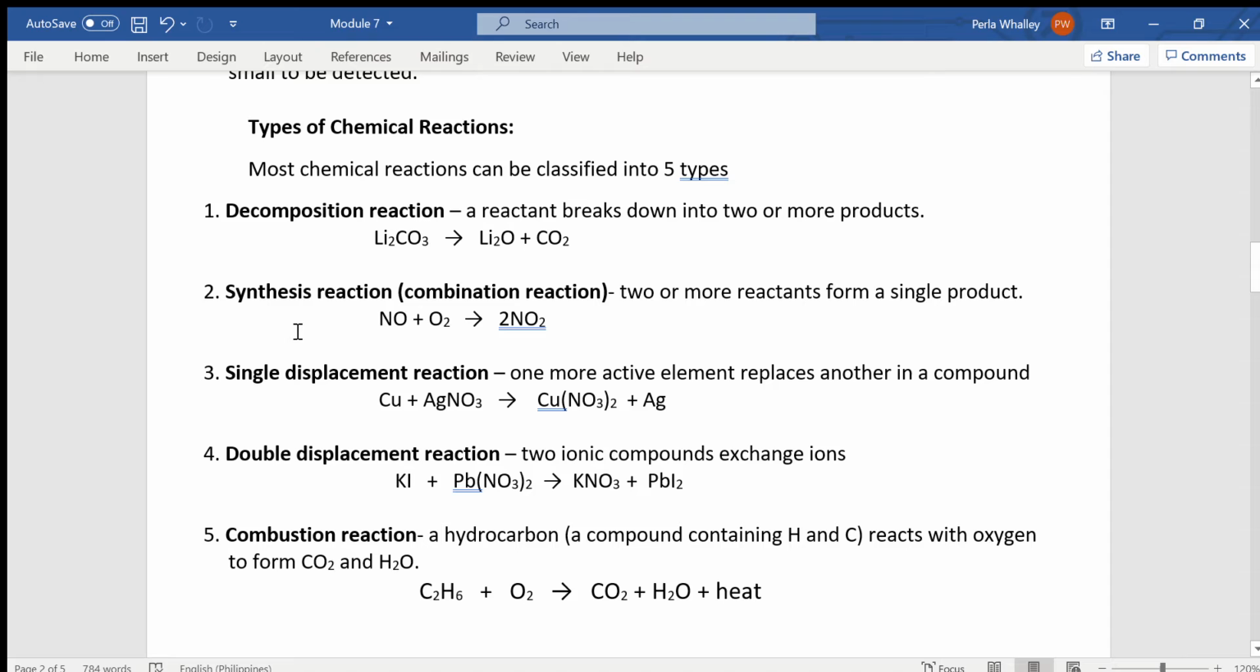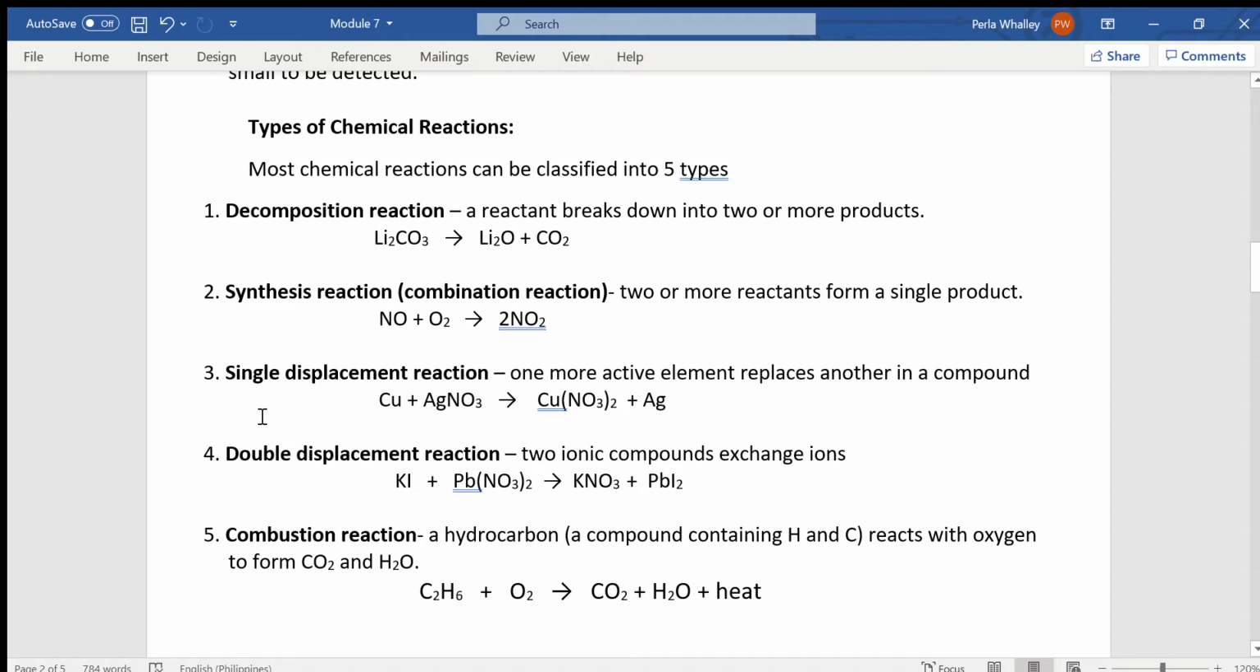Second, synthesis reaction or combination reaction. 2 or more reactants form a single product. This is nitrogen oxide plus oxygen gas will form 2 nitrogen dioxide. So this is the reverse of decomposition. Look, there are 2 or more reactants forming a single product.